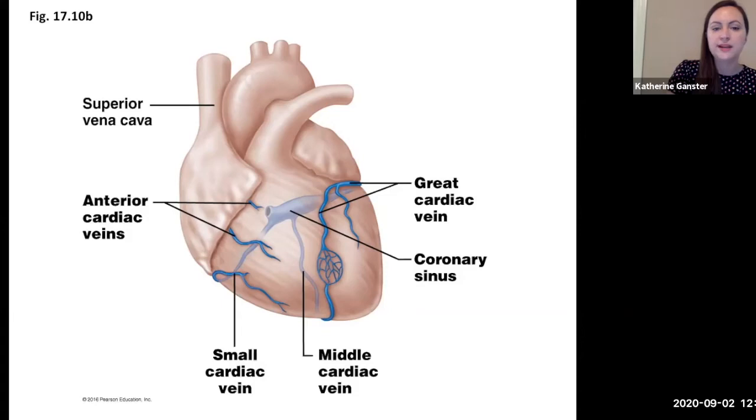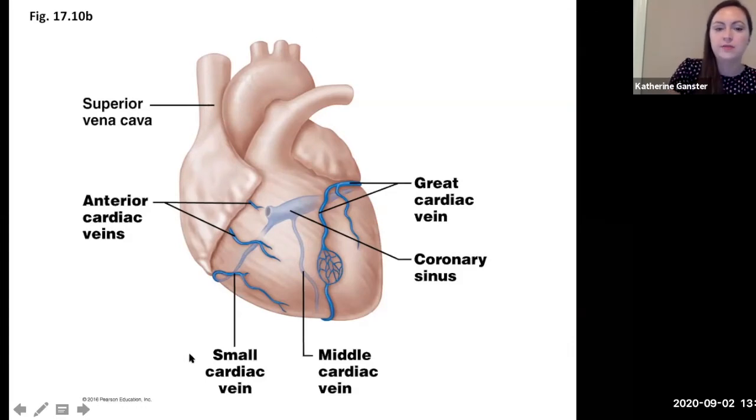Remember that the right side of the heart is what's collecting the deoxygenated blood. The right ventricle pumps the deoxygenated blood to the lungs so that you can pick up oxygen. The right atrium, remember atrium is always the receiving area. The right atrium is going to have three things dumping deoxygenated blood into it. Three. Number one is the superior vena cava, bringing deoxygenated blood from the superior part of the body like the head and neck.